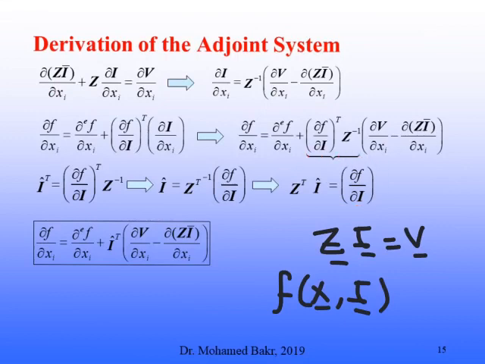So what we do, we solve ZI equal to v to get the original response. We solve Z transpose I hat equal to partial f partial I to get the adjoint response. Using these two responses, this whole expression is known for any xi. We can calculate the complete gradient regardless of the number of its components. Because, as I said, the derivatives of the components of the matrix Z relative to xi are known analytically. So we don't really have to do an extra simulation for this.